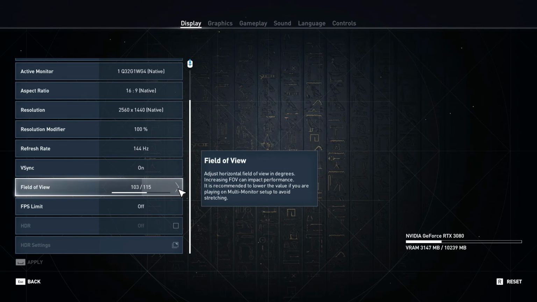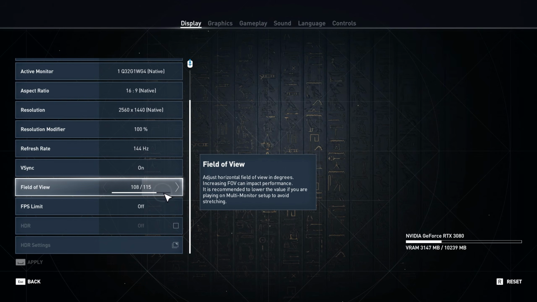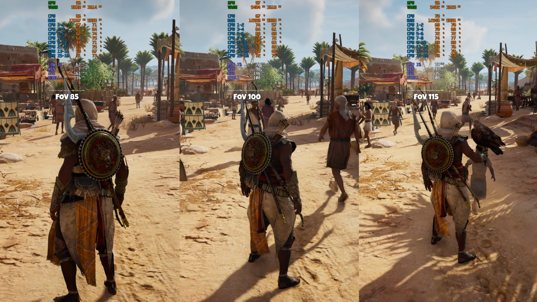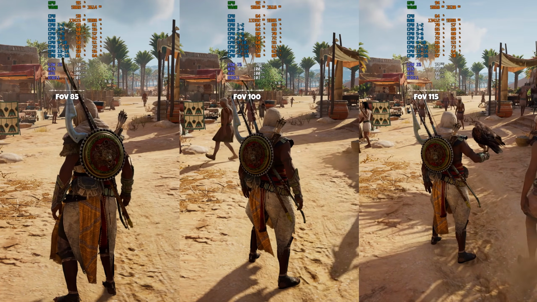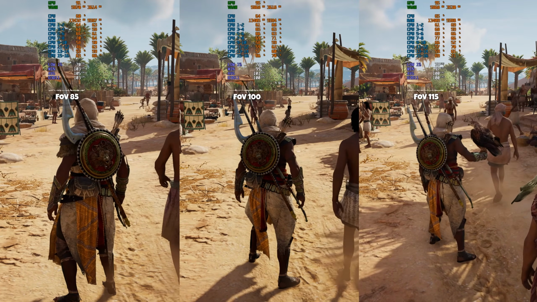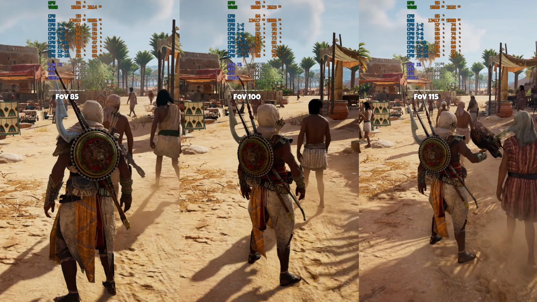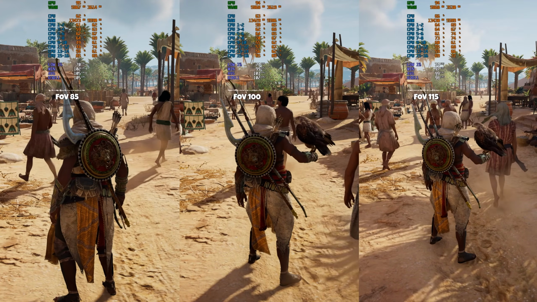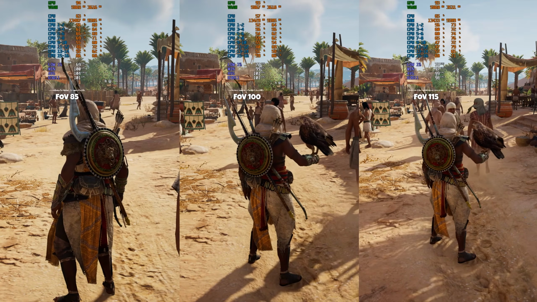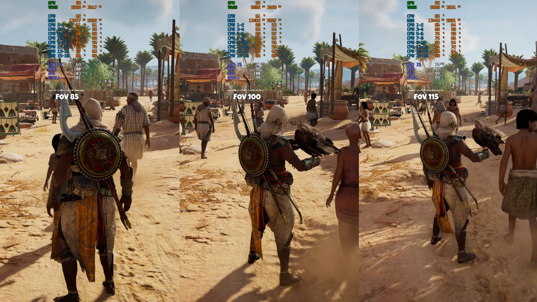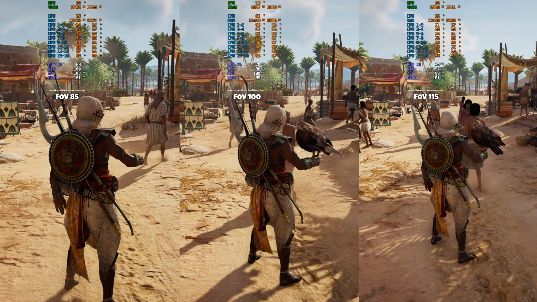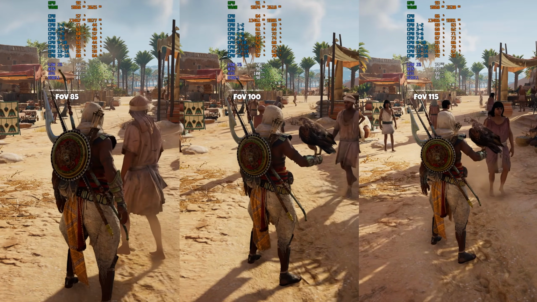Starting with field of view, also known as FOV. Here we have 3 examples, FOV 85, 100 and 115. The standard is 100, by the way, that's default in the game. If you turn the FOV down to 85, you can then gain 2 to 3 FPS. If you increase it for some reason and you want more field of view, you can then lose around 2 FPS if you want that for some reason. So I recommend a field of view of 85.